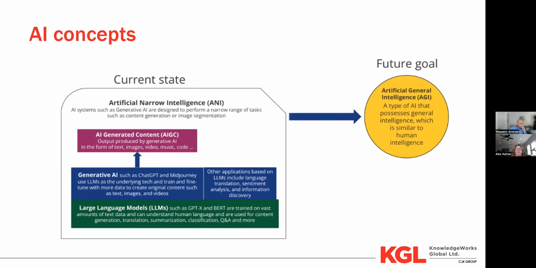And then sort of sitting on top of that is generative AI, such as ChatGPT and Midjourney. They use the large language models as an underlying tech, and then they train and fine tune with more data to create original content, such as text, images, and videos. And then there are other applications as well that are based on LLMs, which include language translation, sentiment analysis, information discovery. And then output of the generative AI would be AI generated content. This could be text, images, music, video, etc.